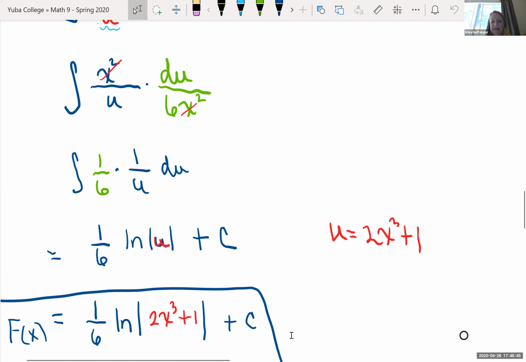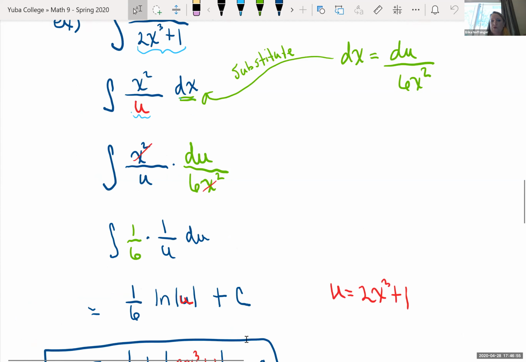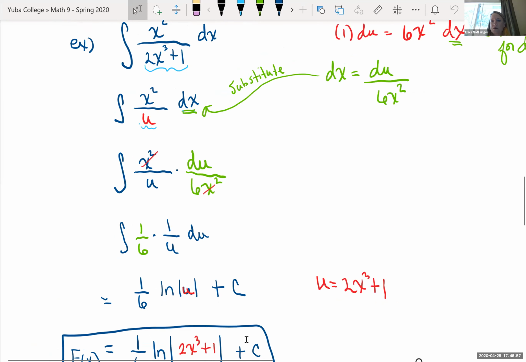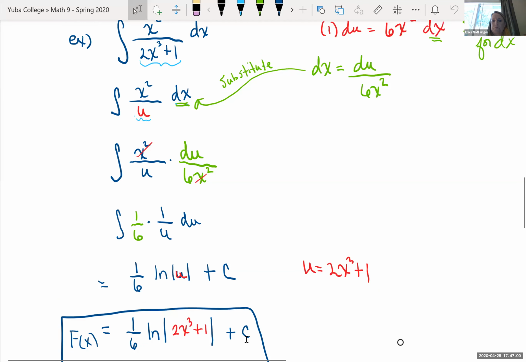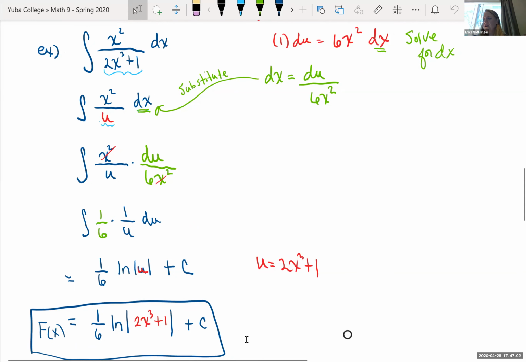So we can always check this by taking the derivative of this antiderivative, and we should get back our original integrand, which was x squared all over 2x cubed plus 1. So I'm going to scroll past this one problem. I'm going to do one more problem of u substitution, then we can take a break.